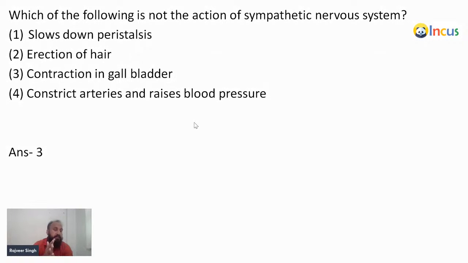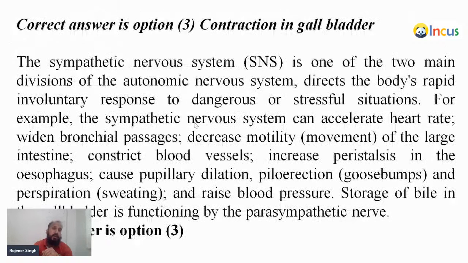Next question, again very important. Which of the following is not the action of the sympathetic nervous system? It means among them, three will be actions and one will not. Slow down peristalsis, erection of hair, contraction in gallbladder, constrict arteries, and raise blood pressure. Answer will be third, contraction in gallbladder.